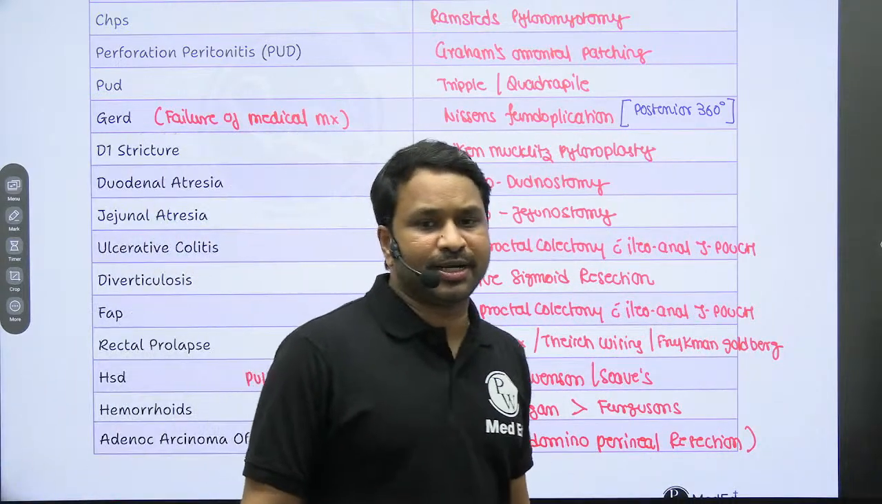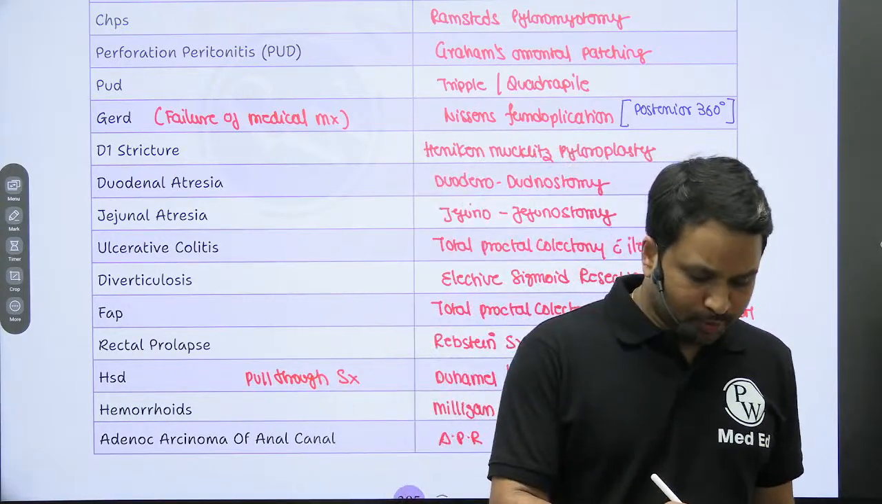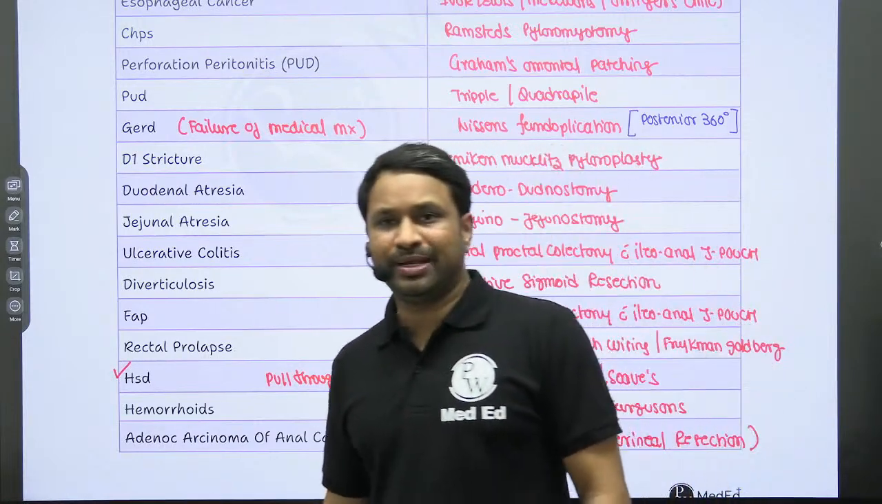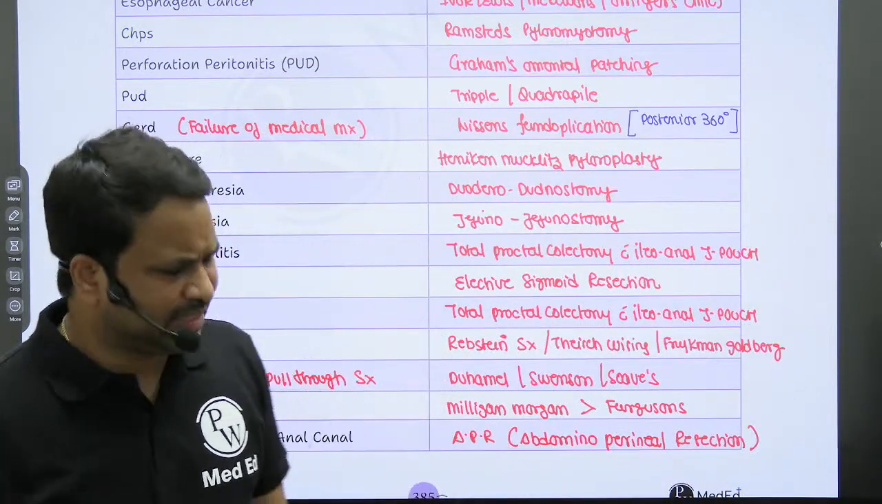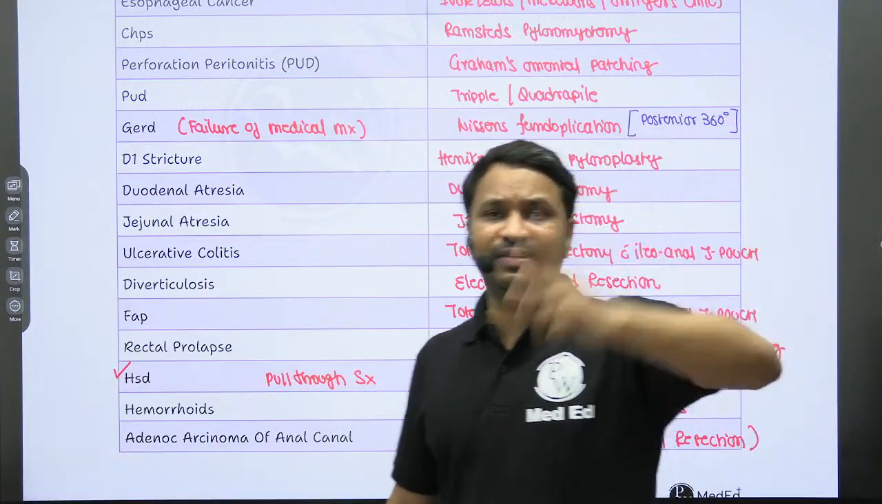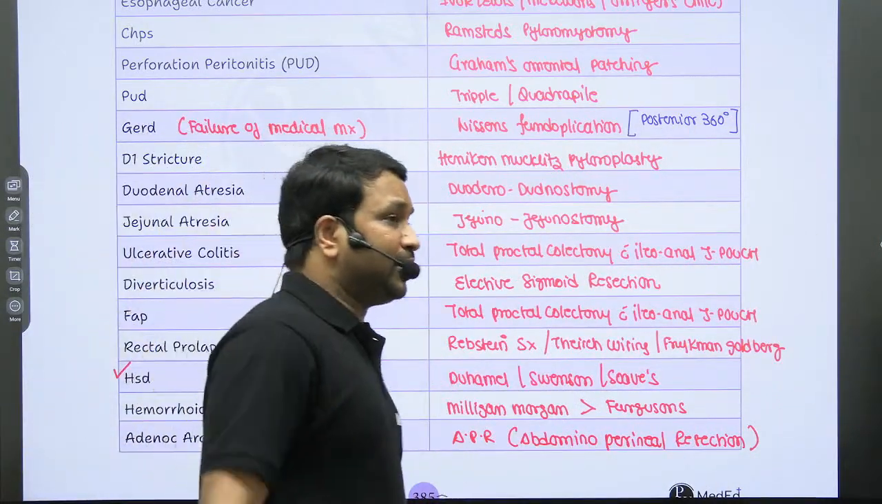HSD is Hirschsprung disease. The most common site for Hirschsprung disease is the rectum. The investigation of choice is rectal biopsy. The most common site from where you take the rectal biopsy is the valve of Houston. What is the age of presentation? At birth, the baby can present with non-passage of meconium.